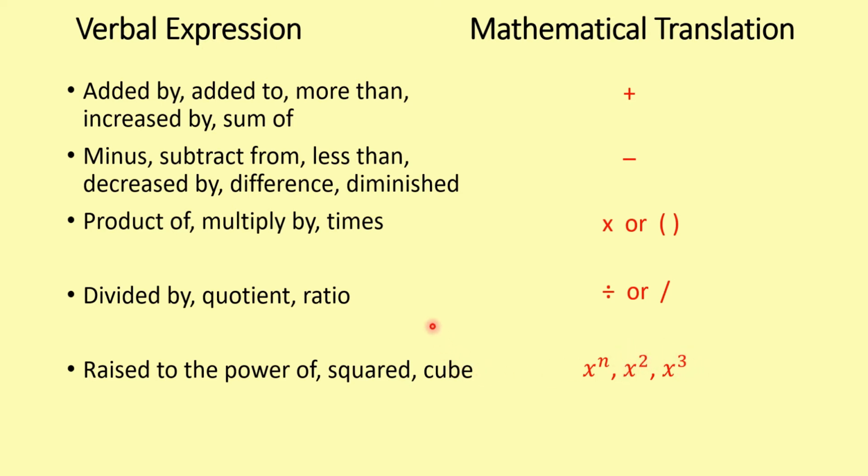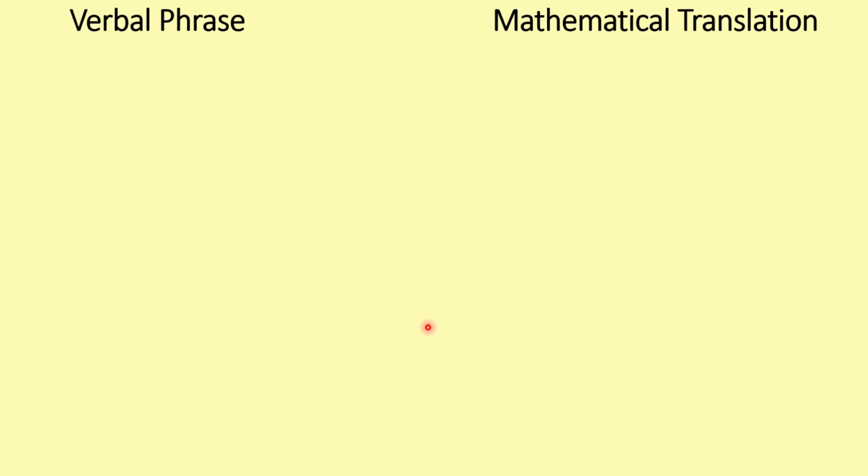Now, solve na natin yung mga verbal phrase kanina. I-translate na natin into mathematical phrase. For number 1, the difference between a number and 5. So, the difference, equivalent niya is minus, between a number.